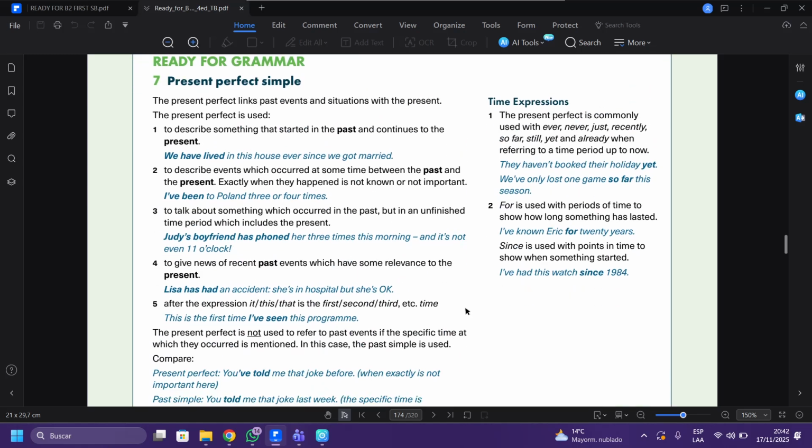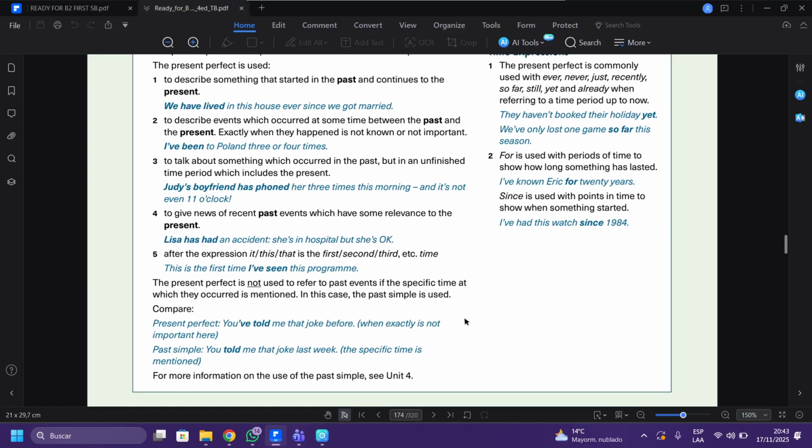Okay? And for this we have some time expressions. Number one, the present perfect is commonly used with ever, never, just, recently, so far, still, yet, and already, when referring to a period of time up to now, up to the present. They haven't booked their holiday yet, or we have only lost one game so far this season.